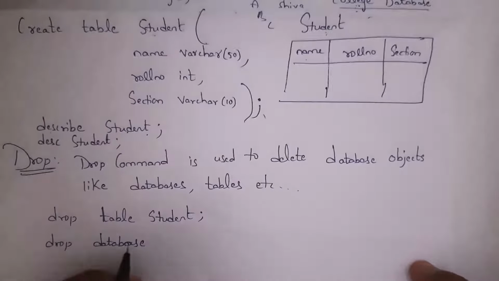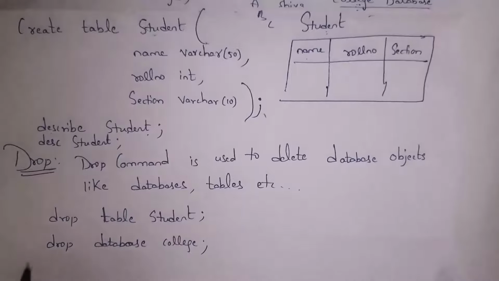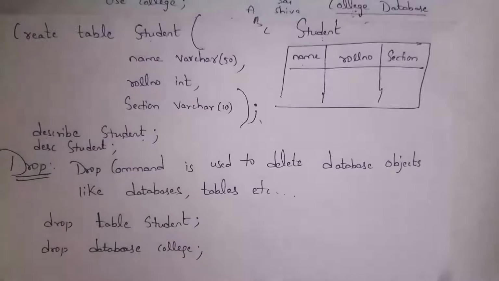So just write drop database college. Whenever you write this code and click enter, my complete database will be deleted. Guys, for example, my college database contains a total of 10 tables. So whenever I write this code, my database as well as the 10 tables will be deleted. This is all about the drop command.